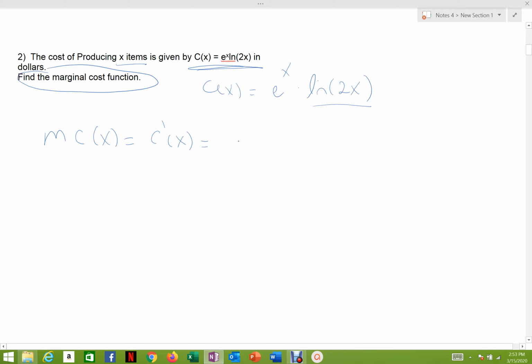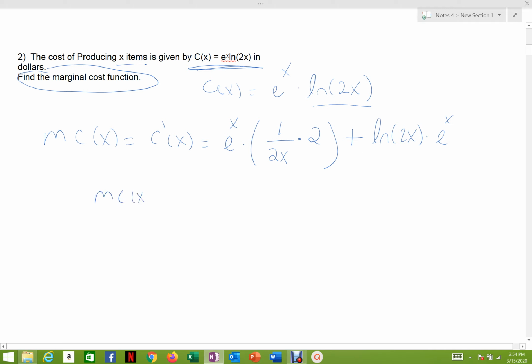My first function is e to the x, so I write down e to the x, times the derivative of my second, which is log of 2x. First thing you do is 1 over the function inside. That's the log rule, 1 over what's inside, so 1 over 2x, times the derivative of the inside, so times the derivative of 2x, so times 2, which we will reduce in the next step. Plus the second, natural log of 2x, times the derivative of the first, which is just e to the x. When I have e to the x, the derivative is simply e to the x.